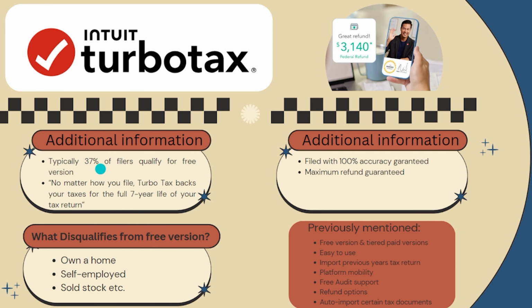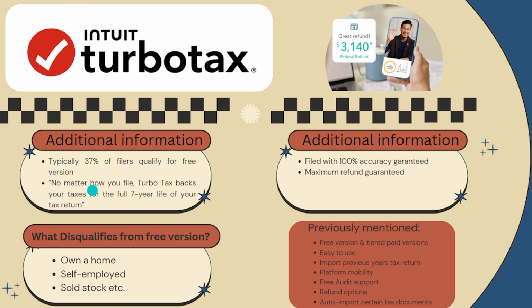Now, they do actually say that 37% of filers qualify for the free version. Keeping in mind, there are things that can disqualify you, so I did want to make sure that we talk about that. If you actually own a home, you are disqualified for the free version. Same thing with self-employed, as well as if you sold any stock. So something to keep in mind, even though they claim that they are free, a lot of times they are going to be paid versions that you're going to have to go with. Usually it's anywhere from like $40 to $80 depending on those kind of versions.